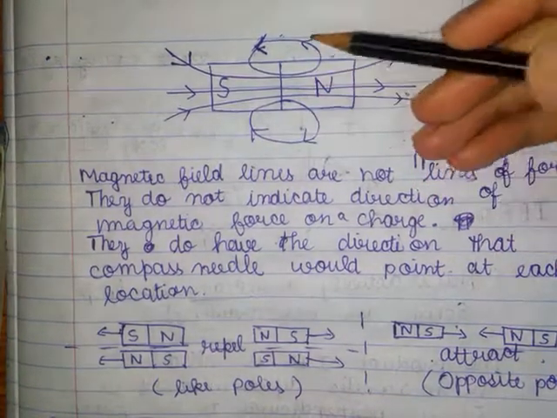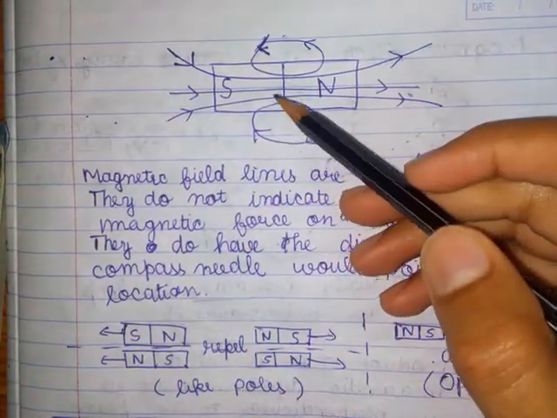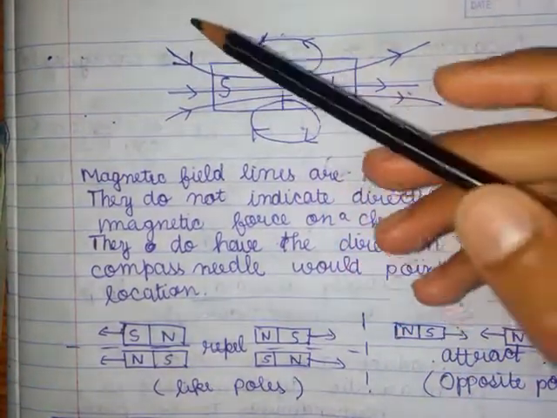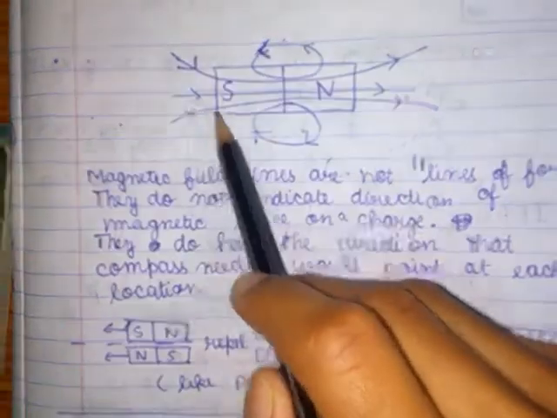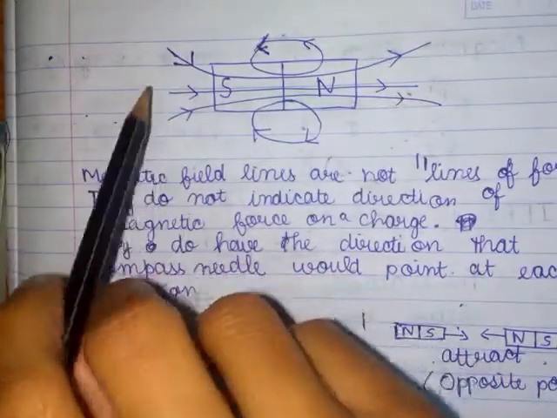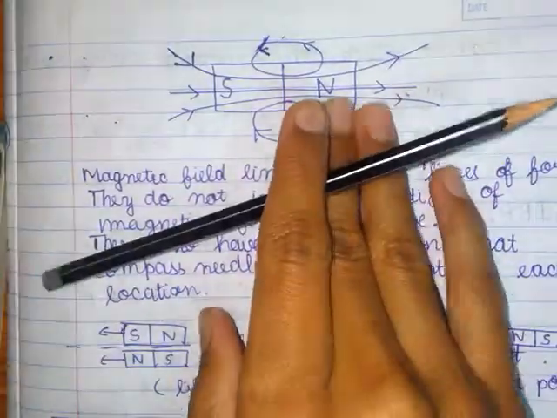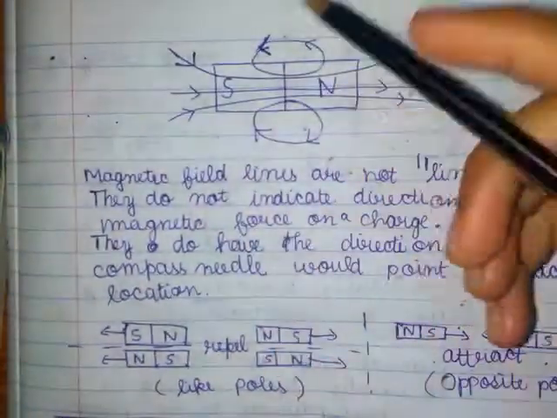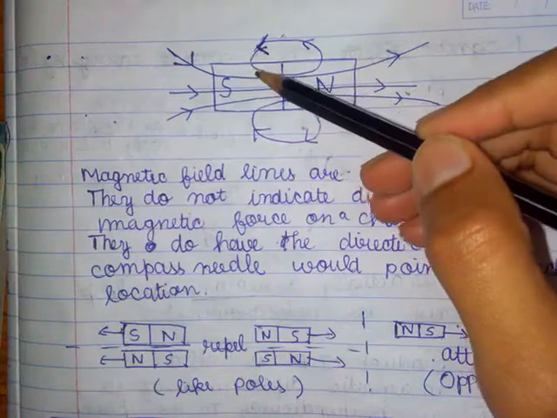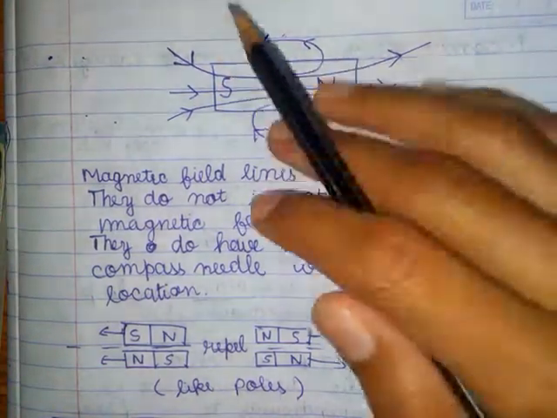Here we have a bar magnet and the magnetic field line pattern is shown here. Note that the south pole has the direction of magnetic field line into it and the field lines come out of the north pole. Note that the field lines also go into the magnet.